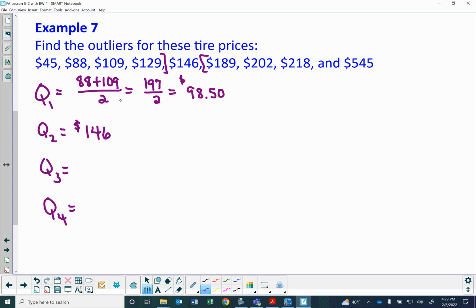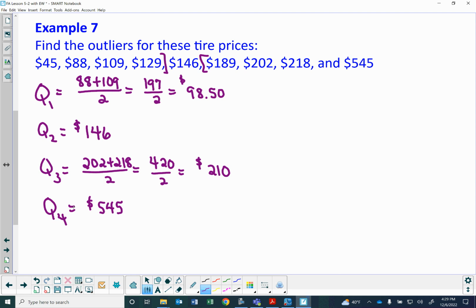It's all money, so I should put a dollar sign in there. Q3 is going to be the average of the 2 middle numbers of the 4 highest values. The 2 middle numbers of the 4 highest values are 202 and 218. 202 plus 218 divided by 2 is 420 divided by 2, which makes it 210. And of course, quartile 4 is 545.